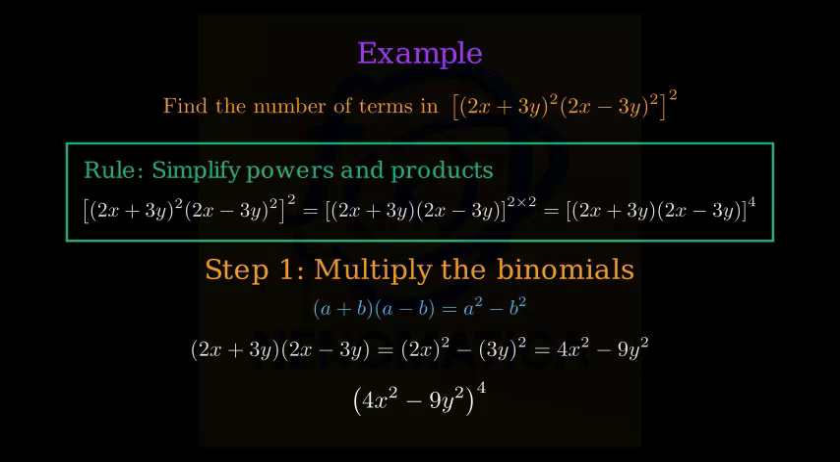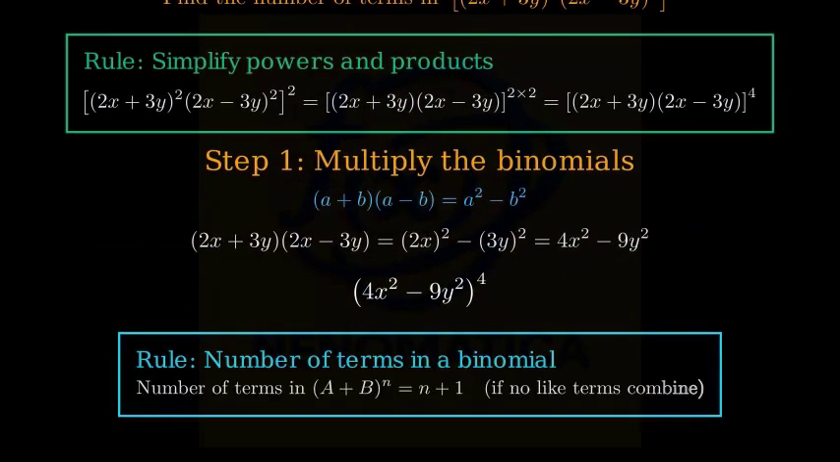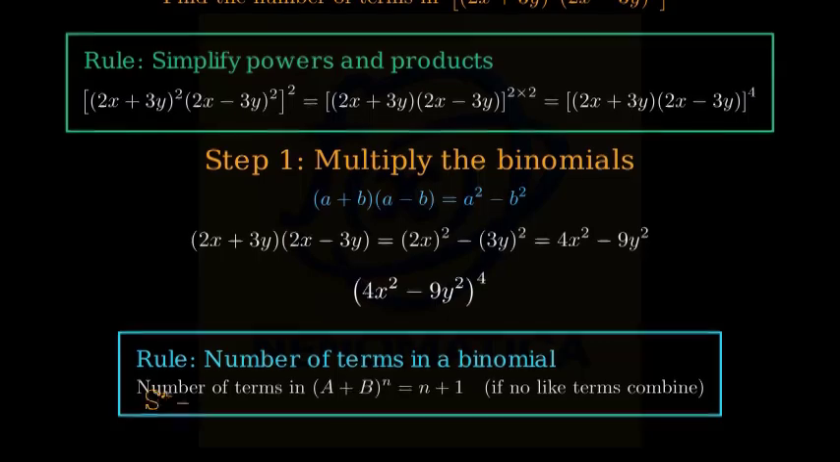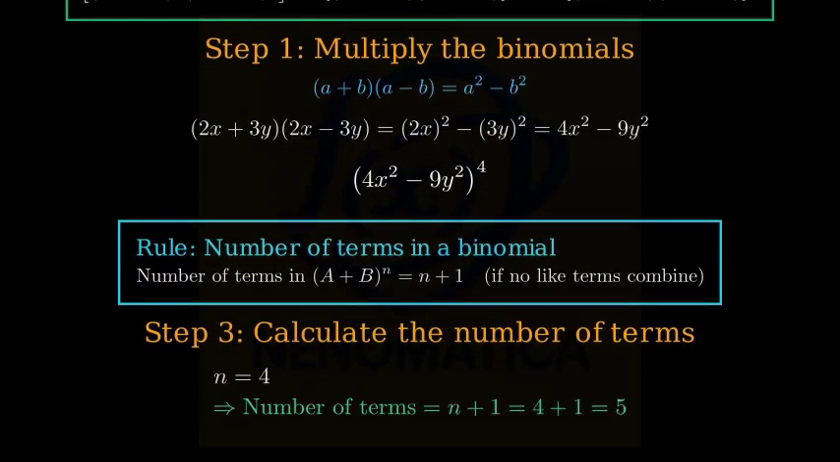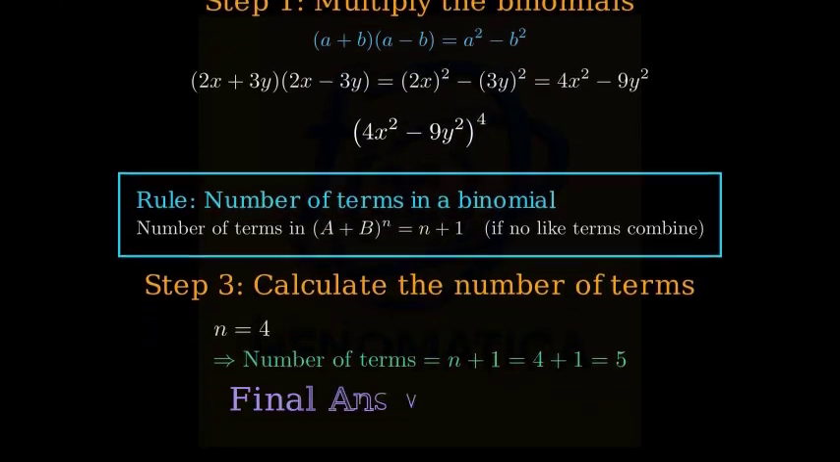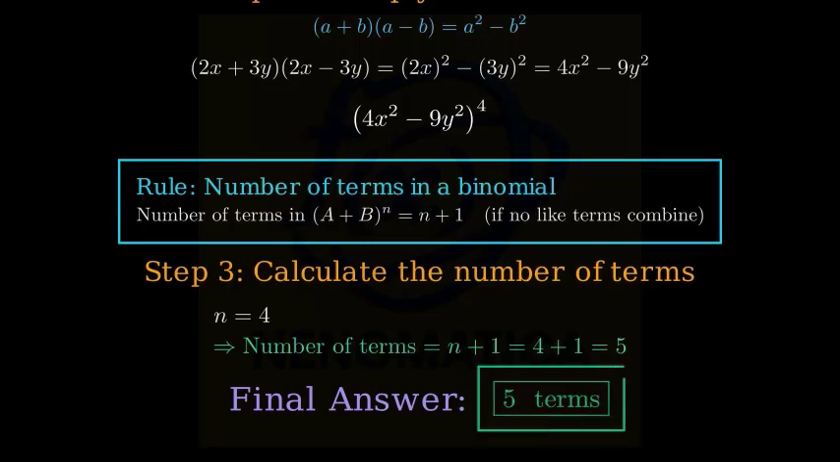Here is a helpful rule. The number of terms in the expansion of (a + b)^n without like terms combining is n + 1. In our case, a is 4x squared and b is negative 9y squared, and the powers of x and y are different, so the terms will all be distinct. Step 3. Compute the count. Here, n equals 4. So the number of terms is 4 + 1, which equals 5. Therefore, the number of distinct terms in the expansion is 5.